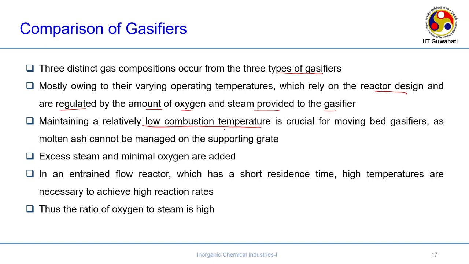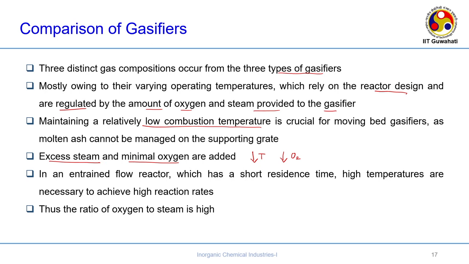So, if you have a low combustion temperature, you need to provide more amount of steam. So, excess steam and low oxygen is required. Excess steam lowers the temperature, but also obviously lowers the oxygen consumption, which is exactly what we have seen in the previous slide. You require less amount of oxygen, because the issue is you have to manage, control the temperature.